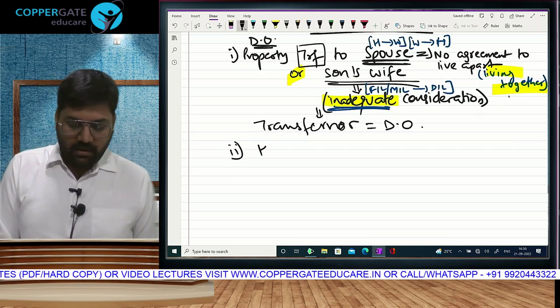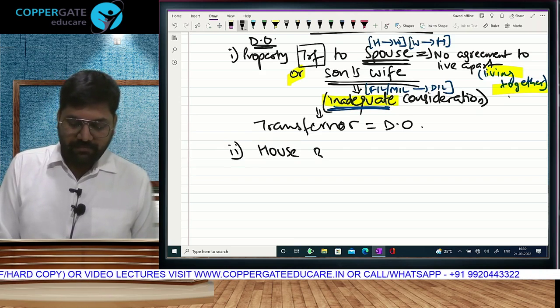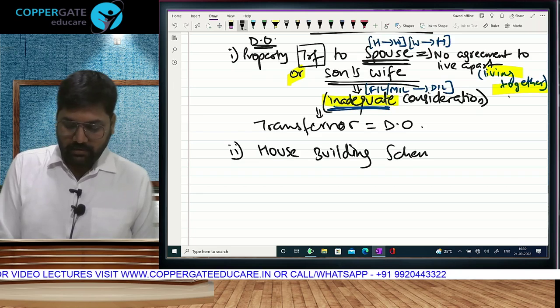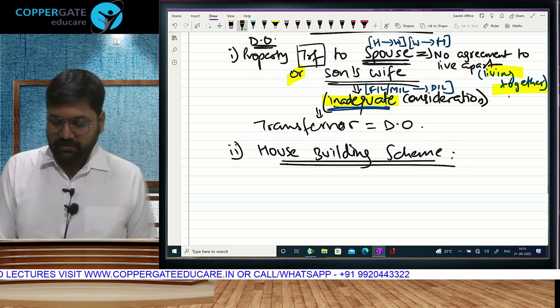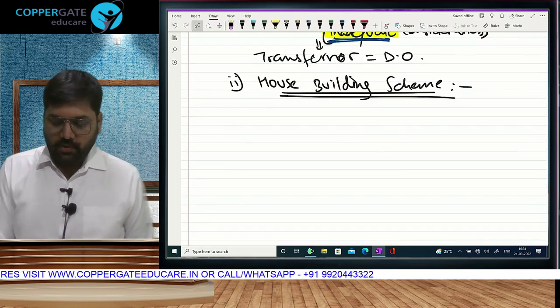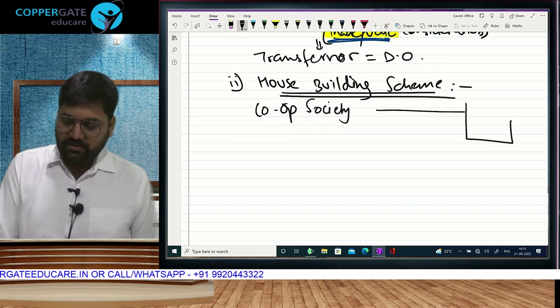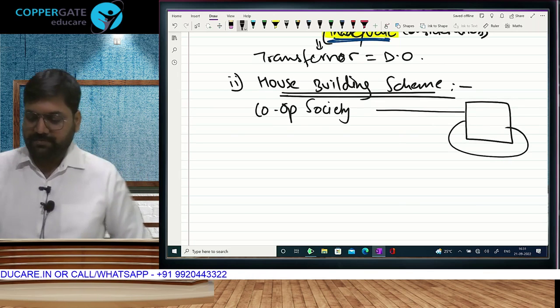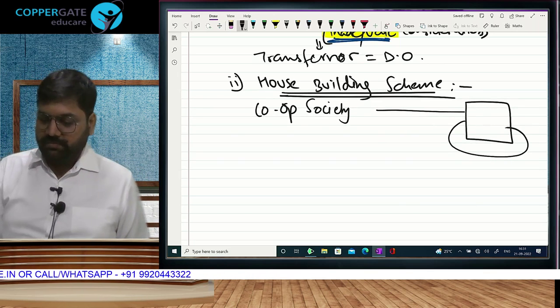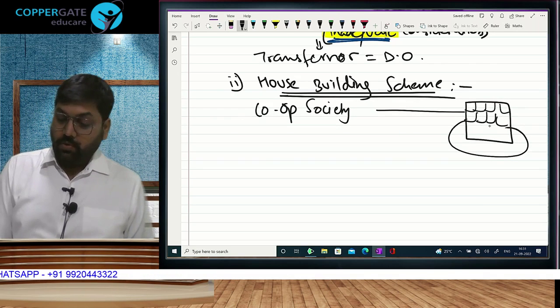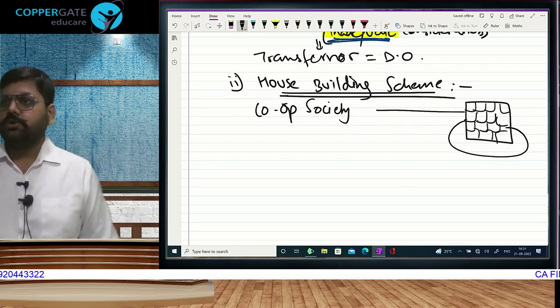Second, a house building scheme. Such heavy terms they have used. It is nothing, this is just a fancy name. You have heard of something called a cooperative housing society. That cooperative housing society is owning a building as well as the compound. Who owns the building? Society. Who owns the land? Society.